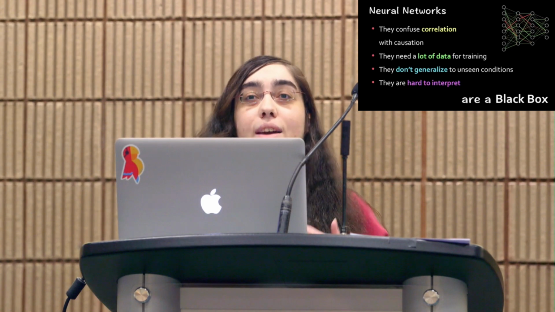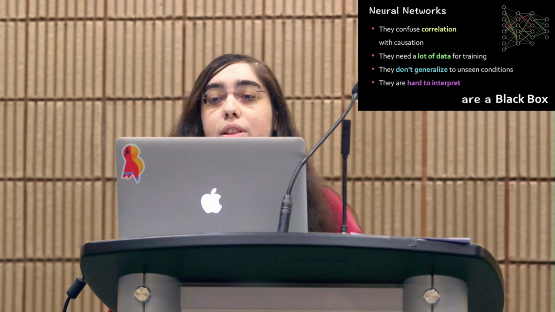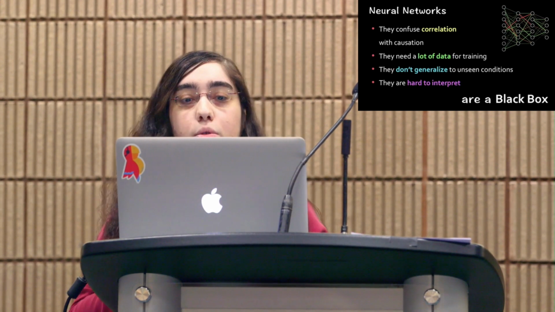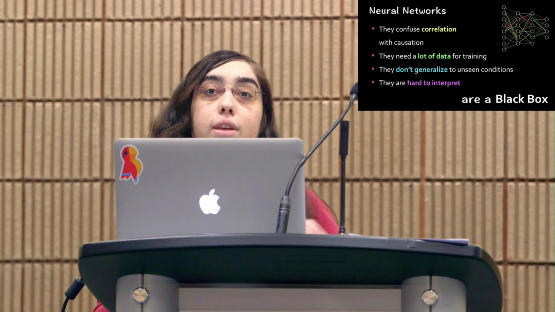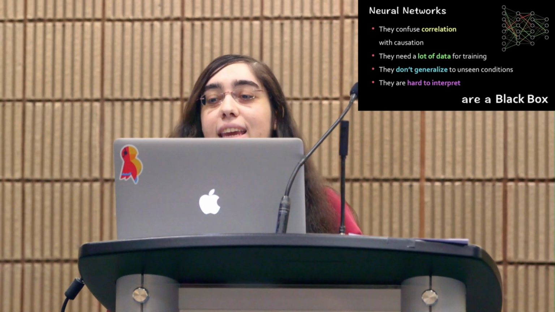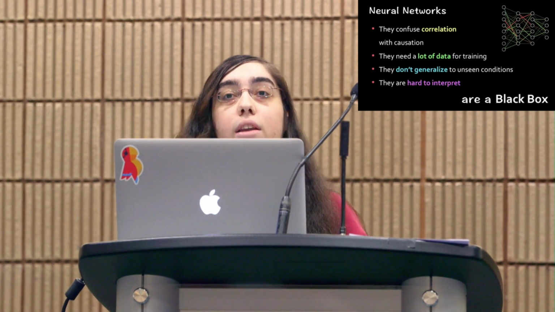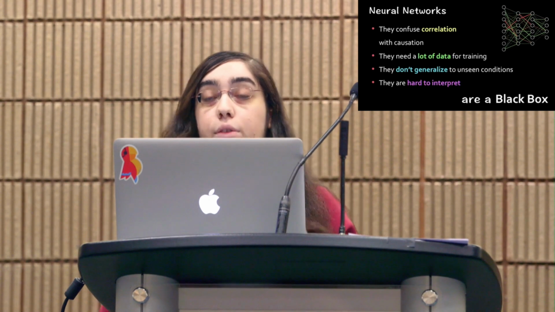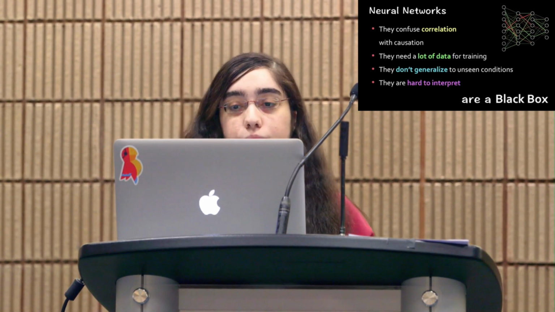And this has very serious problems, because as a result, neural networks, for instance, can confuse correlation with causation, learning instead the wrong associations between things. And in contrast to how people learn, they need a lot of data for training, and they fail to generalize to unseen conditions. And finally, as I just mentioned, they are hard to interpret.